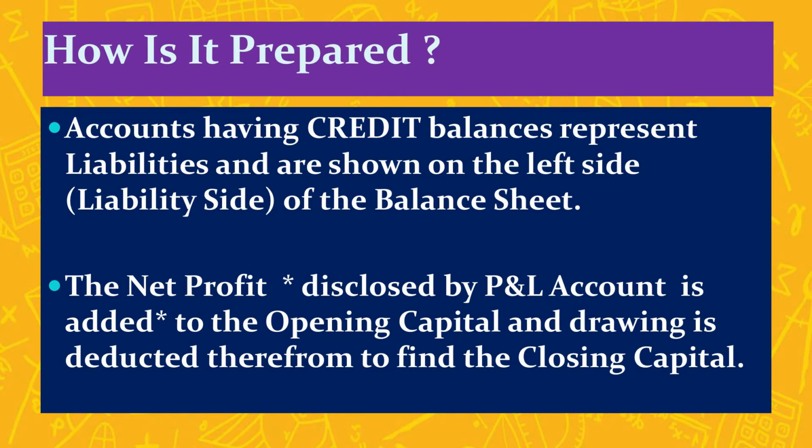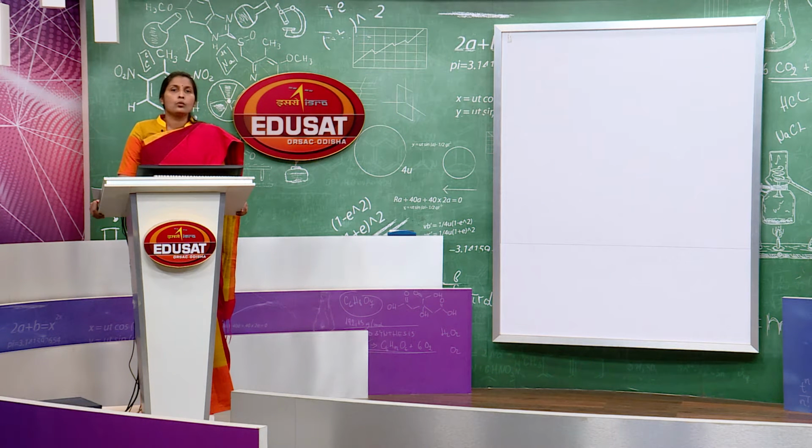Now if we take how the capital, which is also a part of the balance sheet, how the value in that is disclosed, the net profit which is disclosed by the profit and loss account is added to the opening capital, and the drawings. Now children, I would like to speak about the drawings which show a debit balance in the trial balance, that will be deducted therefrom to find out the closing capital. That means first to the capital we will add the net profit, and then from the total we are going to deduct the drawings.